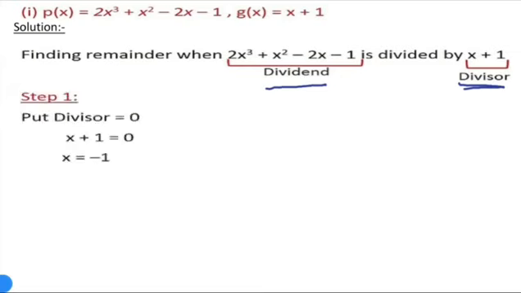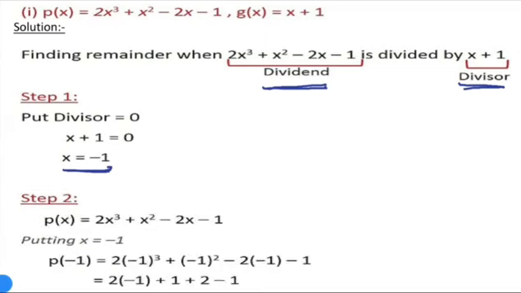In step 2, we are going to put this value of x in the dividend. We get p of x equals 2 into x to the power of 3 plus x to the power of 2 minus 2 into x minus 1. Putting x equals minus 1, such that p of minus 1 equals 2 into minus 1 whole to the power of 3 plus of minus 1 whole to the power of 2 minus 2 into minus 1 minus 1.